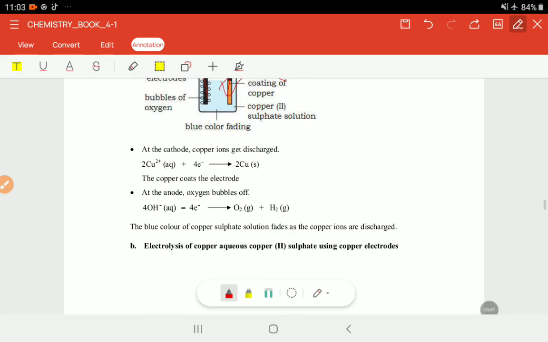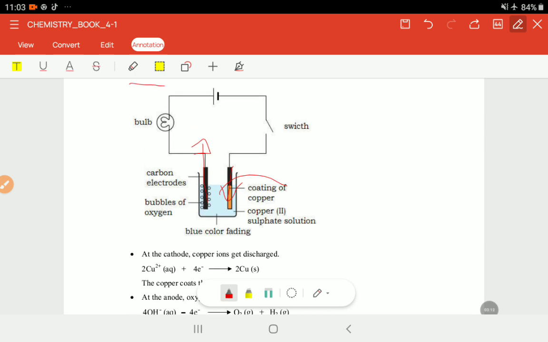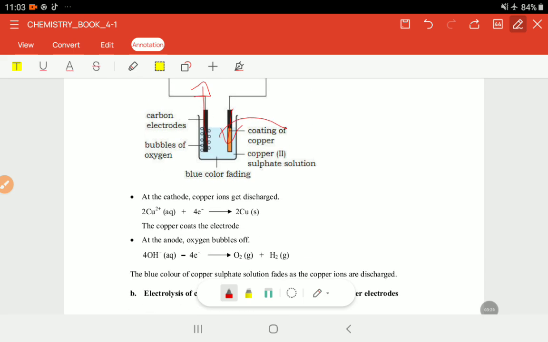So this one we're already familiar with, okay, the setup is the same: the bulb, the cell, the switch, and the electrodes. But in this case the electrodes we are using are carbon electrodes, or platinum, because none of them will take part in any chemical reaction, so they will stay the same the way they are, okay? And the color of our copper sulfate in this case is blue, right? The blue. So what will be happening at the cathode?